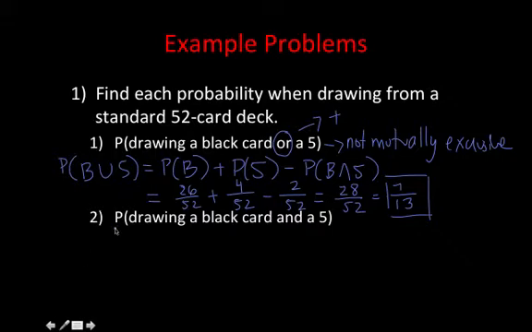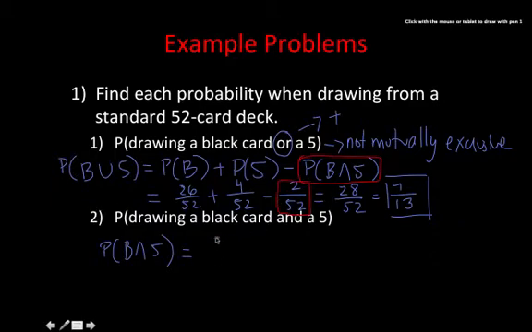The next problem asks, what's the probability of drawing a black card and a 5? That's funny, the order I put those questions in, because isn't that answer right here? We already found the probability of getting a black and a 5, and that's right here, 2 out of 52. There's only 2 cards in a deck of 52 that are black and 5s. So that simplifies to 1 out of 26, or 1/26.